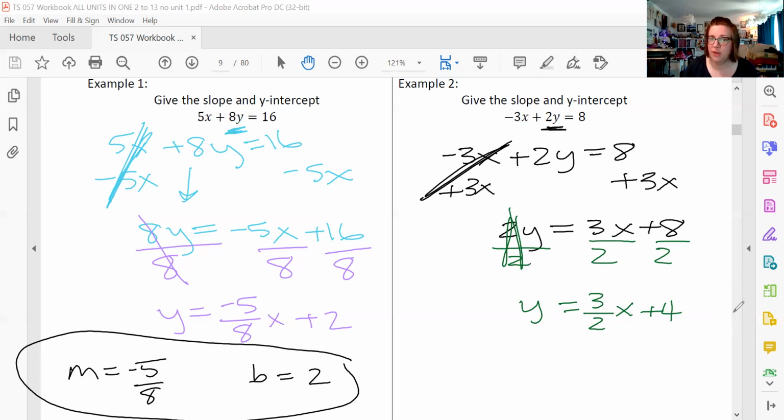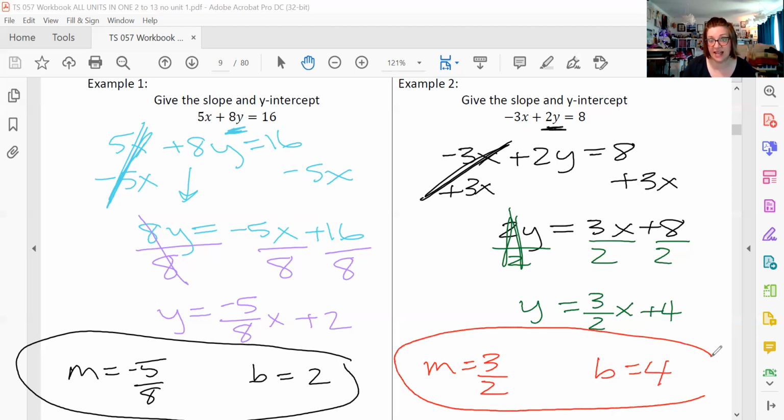And again, I have to go back to my problem because I've got this nice and neat formula now. I've moved everything around, but what the problem is asking me is what's the slope and what's the y-intercept. So I'm going to pull out the information that I need to type it into WAMAP so that I get the answer correct. So m is going to be 3 over 2. My y-intercept, my b, is going to be 4, and I found the slope and the y-intercept for this equation.